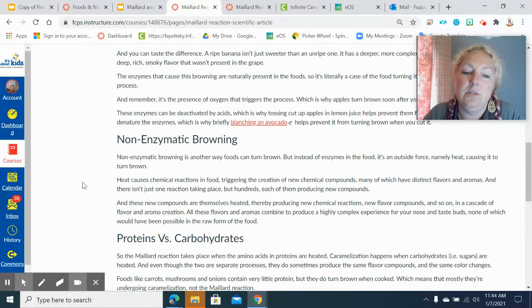Non-enzymatic browning is the way that heat forces foods to turn brown. This causes chemical reactions, and these chemical reactions develop new chemical compounds, and these are what make things smell really good and taste really good. So this lesson is called The Science of Deliciousness, and it's all about the Maillard and caramelization, and then how to make that happen. As we get into talking about moist and dry methods, it's really going to come into play to make sure that students have an understanding of these chemical processes.